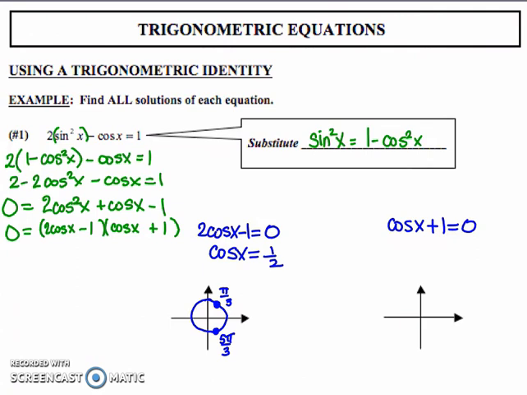Now let's take a look at the second part. When we solve this one, we get cos x equals negative 1. So then the question is, well, where on the unit circle is our x value of our terminal point negative 1? And that is right here at pi. So we are going to get 3 answers to this equation.